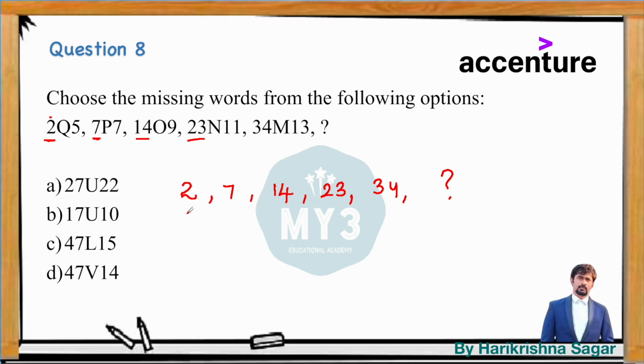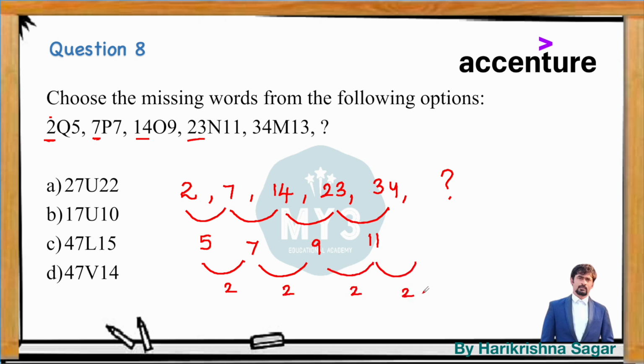So let me find out the difference. There is a difference of 5 here, and a difference of 7 here. There is a difference of 9 here. There is a difference of 11 here. If you are not able to understand the difference in the first level, go for the second level. You will be clearly able to understand these have a common difference of 2.